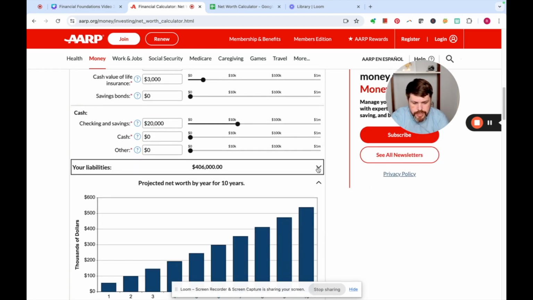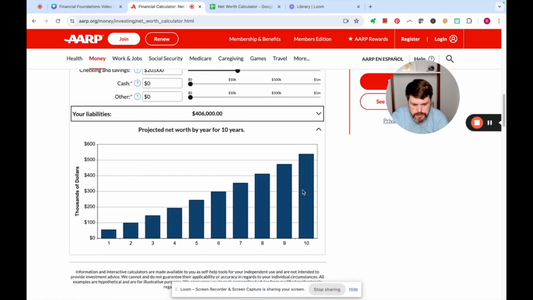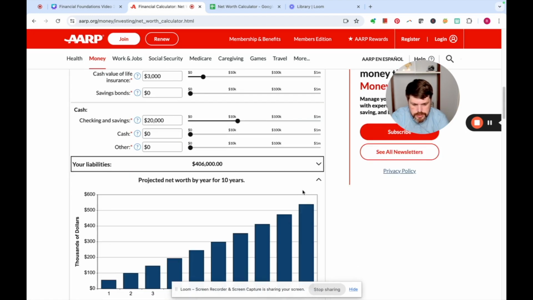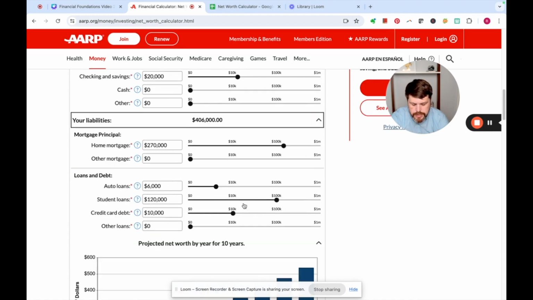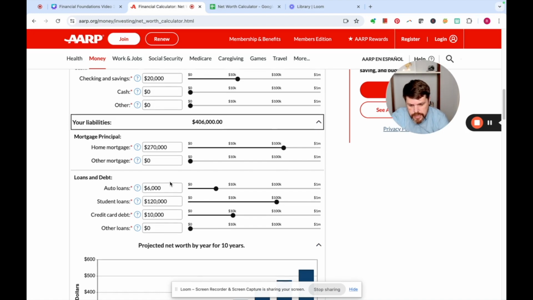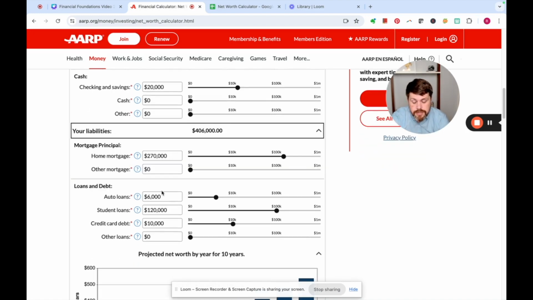Then you want to put in your liabilities. And so let's do that. Okay, and let's say we have $270,000 left to pay off the mortgage. And so that's what we still owe on the house. Let's say there's about $6,000 left in the auto loan, the one auto loan. The other auto loan, let's say we have none.